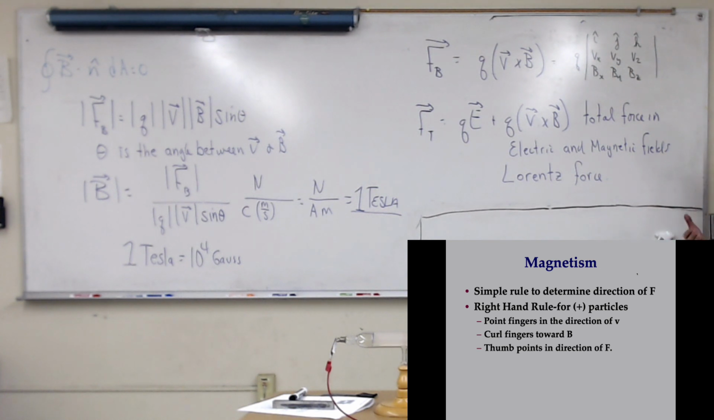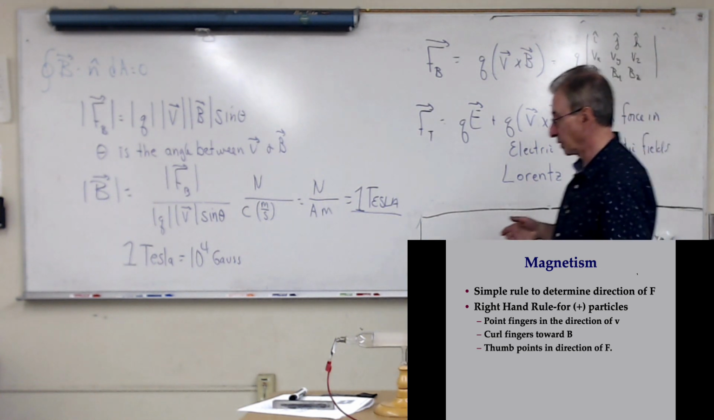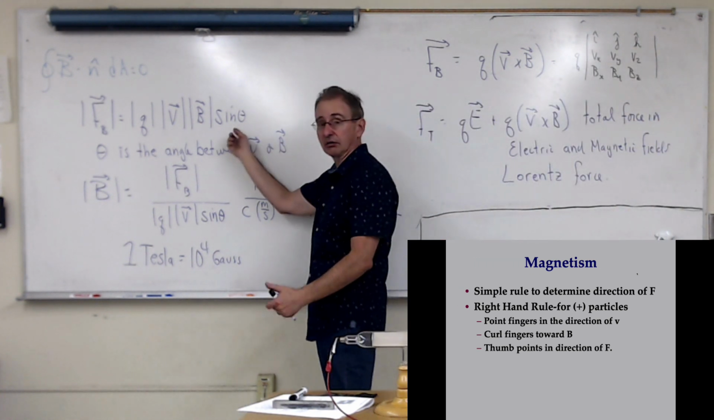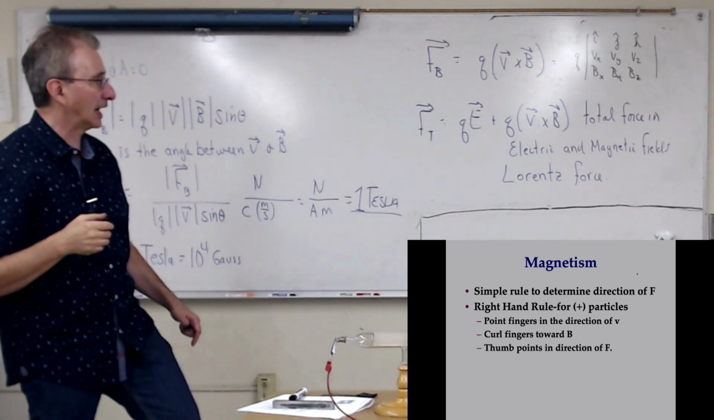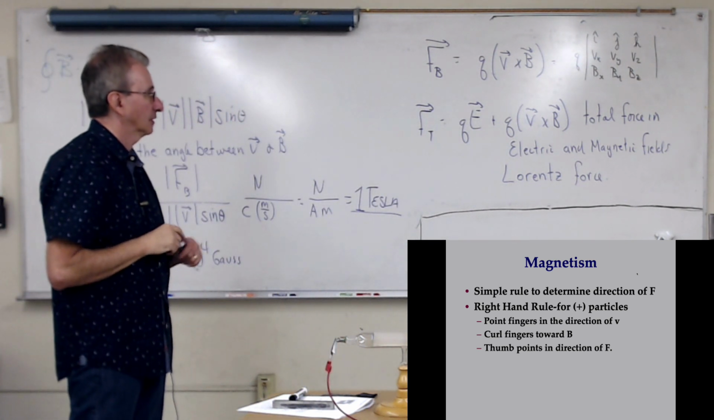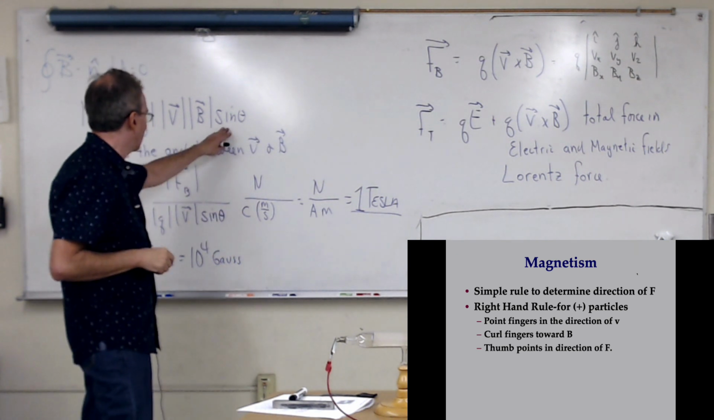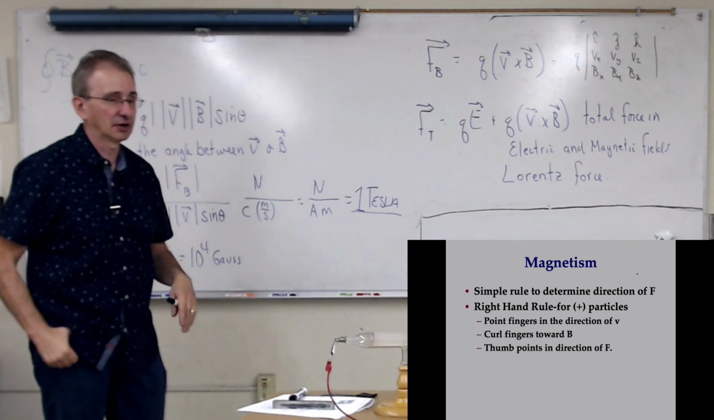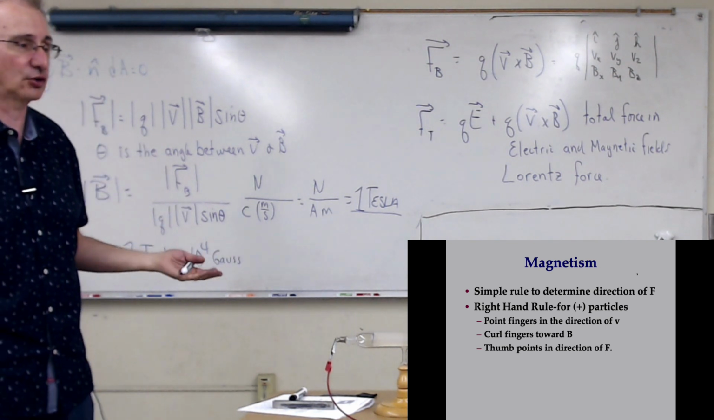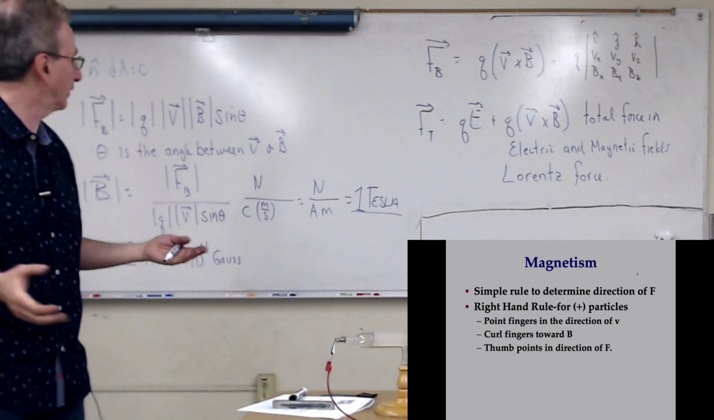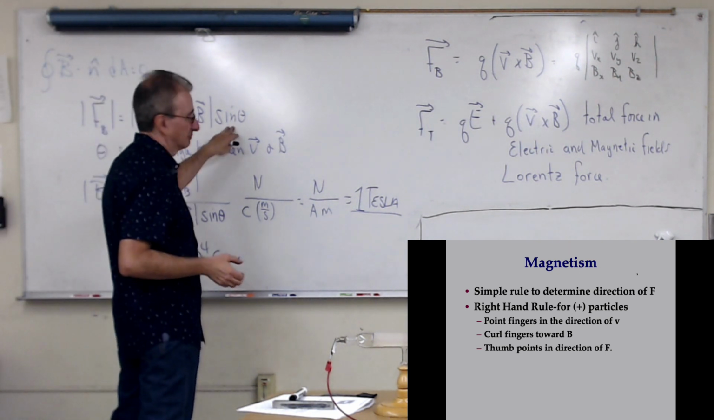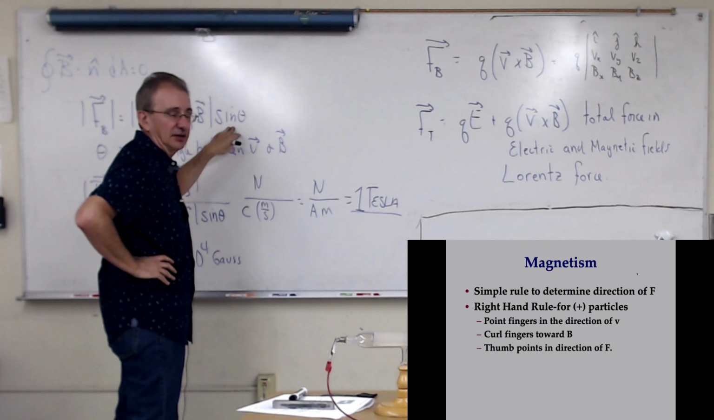But for most of the problems we do, V is perpendicular to B, I mean, this angle is 90 degrees. Trying to work out that determinant for the case where theta is 90 is kind of cumbersome. So there's another way to figure out the direction of the force on a charged particle in a magnetic field when this angle is 90 degrees, and we use the right-hand rule.